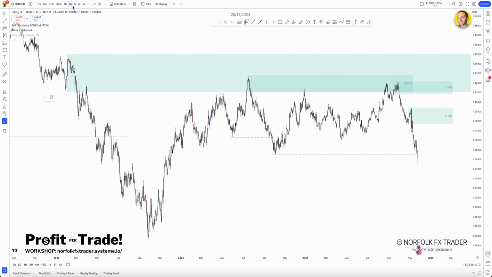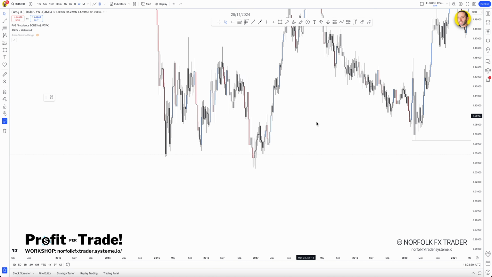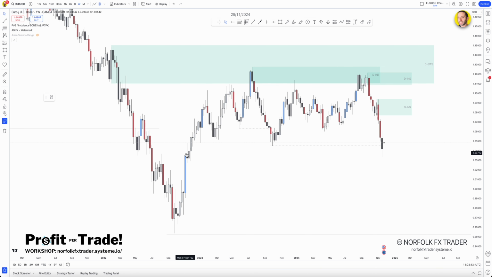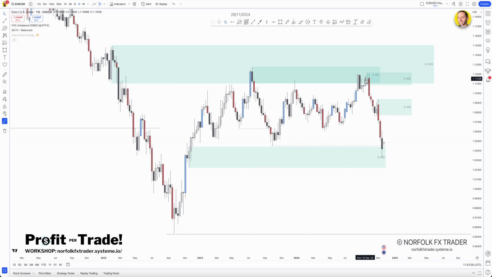Okay, if we go back to the weekly here, in fact, we can identify where price made this internal move to the upside. So we have here a candle that we can mark out as an area of demand. So I can mark this out as internal area of demand. So you can see we've actually pushed through into demand zone. Another reason why we can expect a move higher.